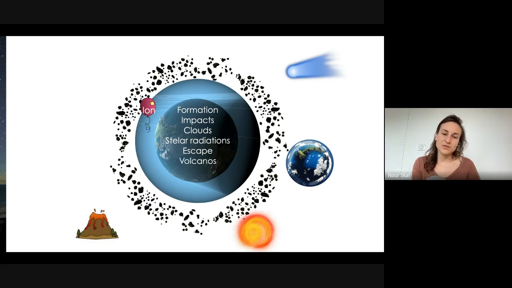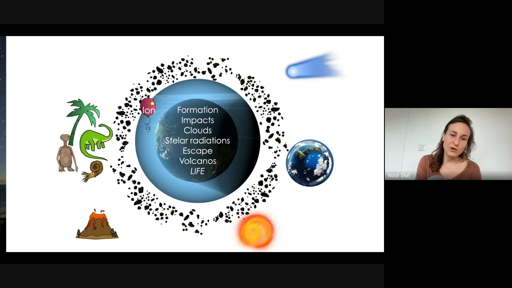And then from the atmosphere, we can study if there is any volcanic activity, and that's how we can detect lava worlds. And eventually we can detect if there is carbon dioxide or methane or water, things that would indicate the presence of life.